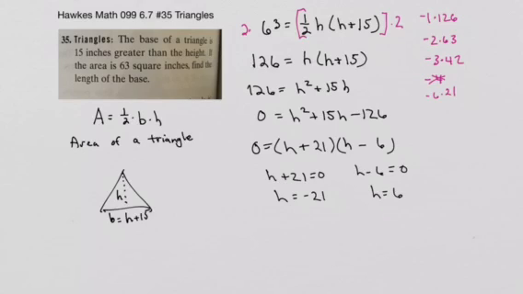Well, this is an actual physical height, so we can't have a negative physical height. Height would be 6, and then base is 6 plus 15, or 21. So make sure you have this little formula memorized. Email me if you have questions.